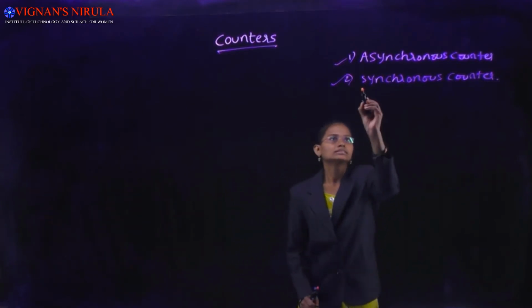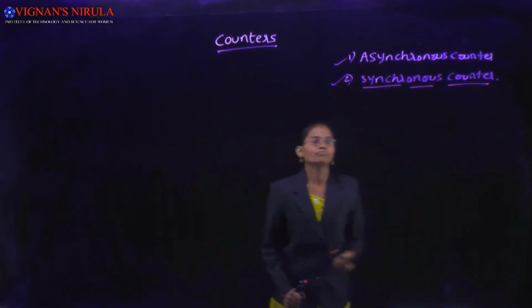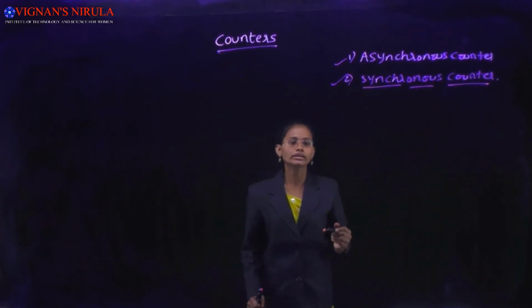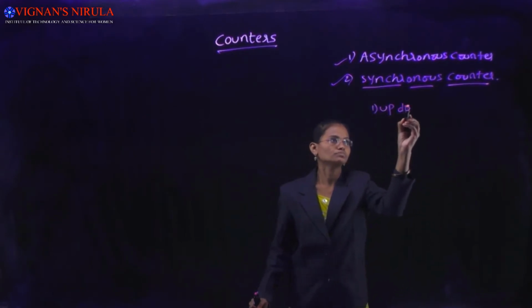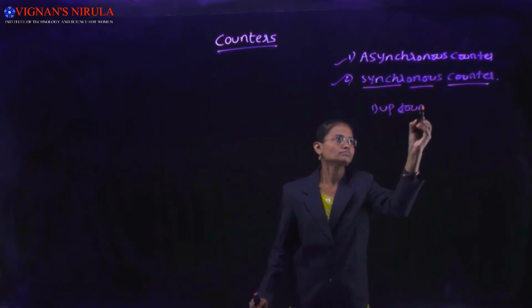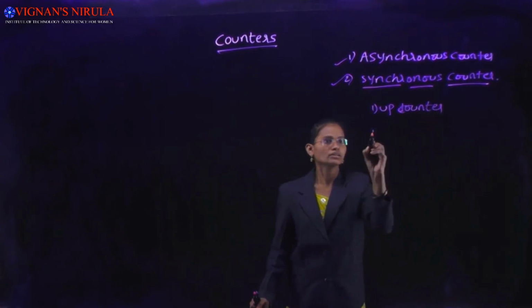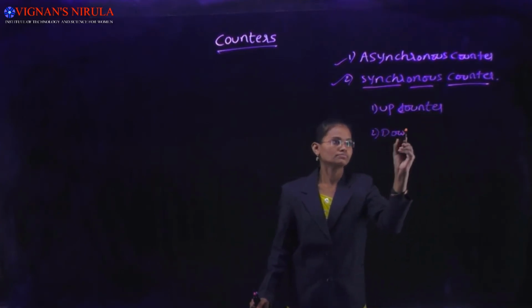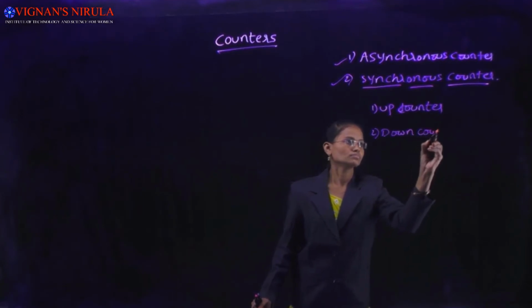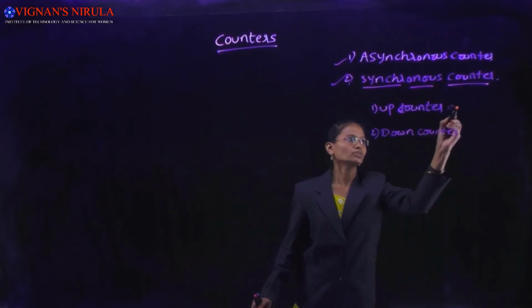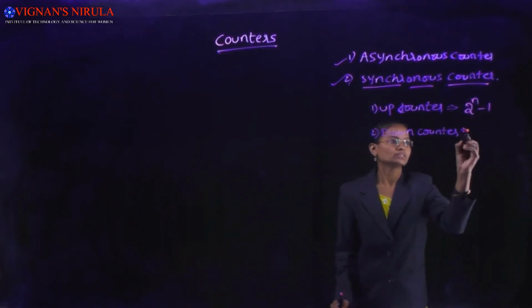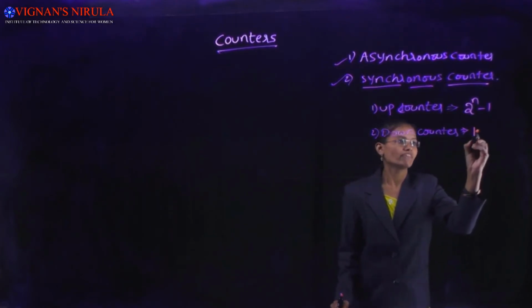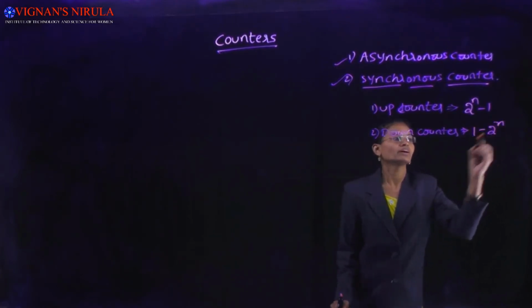Coming to the synchronous counter. Okay, in synchronous counter we are using the up counter and down counter also. Up counter and down counter. For the up counter we are using 2 power of n minus 1, and for the down counter it is 2 power of n minus 1 down to 0.